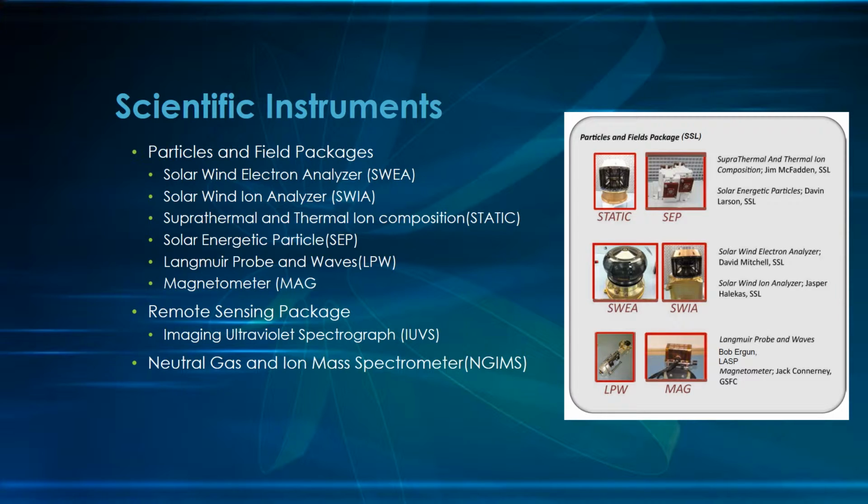Some of the scientific instruments attached to the MAVEN spacecraft were included in three packages: the particles and fields package, the remote sensing package, and the neutral gas and ion mass spectrometer. The particles and fields package consisted of a solar wind electron analyzer, a solar wind ion analyzer, a superthermal and thermal ion composition, a solar energetic particle, a Langmuir probe and waves, and the magnetometer. The remote sensing package included an imaging ultraviolet spectrograph, and the neutral gas and ion mass spectrometer was an instrument all in itself.